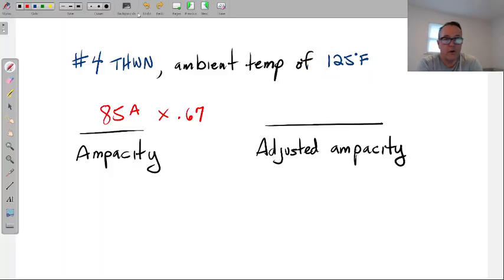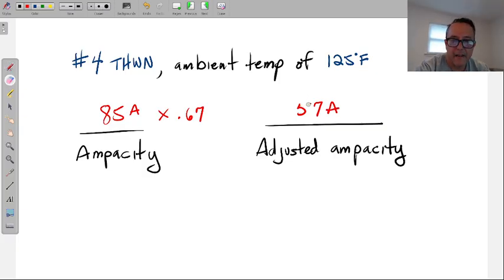So that was only, what, 2018? Now we're losing 33. So the hotter it gets, the more amperage I lose off of this wire. What's the adjusted number? 57 amps. 57? Yeah. 57 amps. Okay. All right.